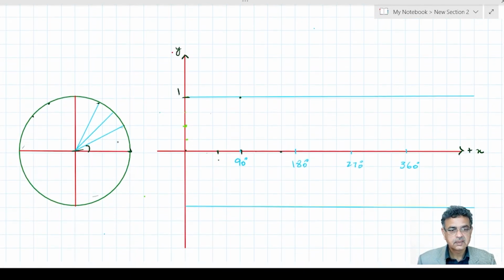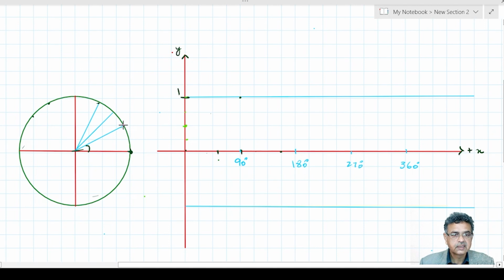So the point on the graph for when the angle is 0, on this line you can see these are the angles: 90, 180, 360, 270. So at this point the angle is 0. When the angle is 0, then adjacent is 1. We have taken the value of adjacent on the y-axis and angle on the x-axis. So now if I draw that line from 30 degrees, this angle is 30 degrees.